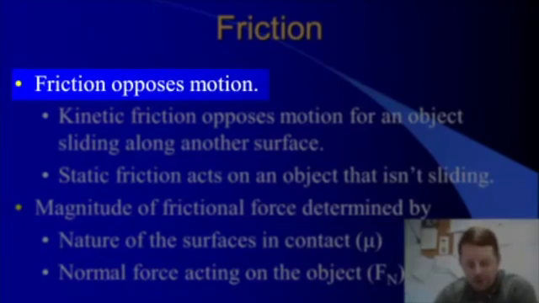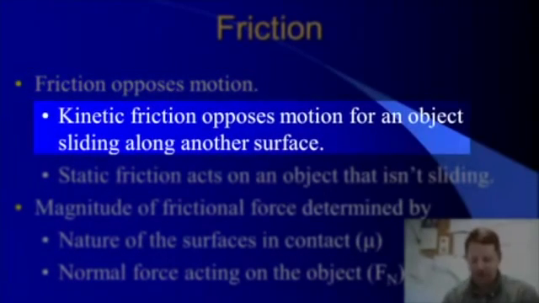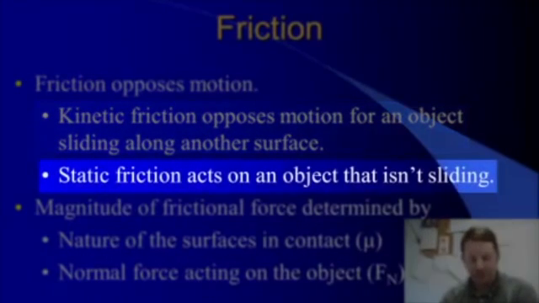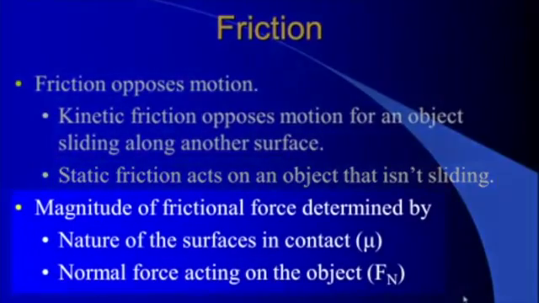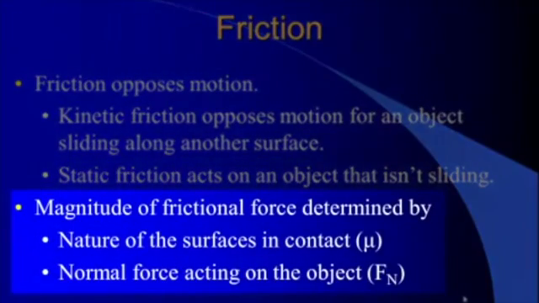It opposes motion. Kinetic friction opposes motion for an object that slides along another surface. Static friction acts on an object that isn't sliding. Now, the magnitude of the frictional force is determined by two things. It's determined by the nature of the surfaces in contact, and you've seen that before, right? If you're walking with very slippery shoes on ice, you have much less friction than if you're walking on dirt with cleats. The nature of the surfaces in contact provides a different amount of friction.